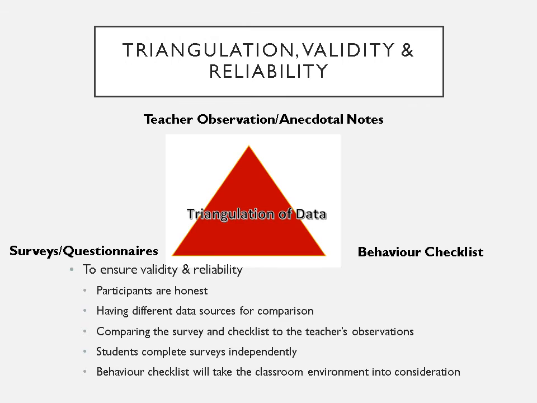To ensure validity and reliability, it's important that the participants are honest. It's important to have different data sources for comparison, comparing the survey and the checklist to the teacher's observations. The surveys and questionnaires will be completed by students independently to ensure that results are not biased or skewed, and the behavior checklist will take into consideration the environment of the classroom.